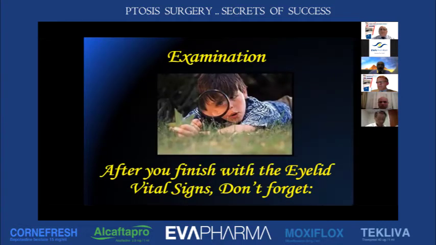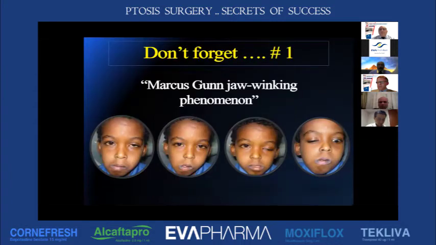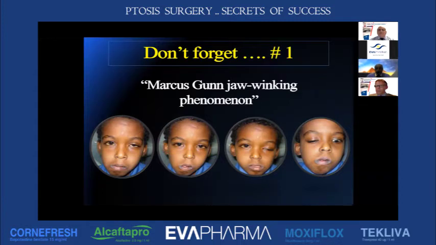At the end of your examination, for God's sake, never forget the following. The first is to ask the patient to chew or to move the mouth sideways or anteriorly to rule out Marcus Gunn jaw-winking phenomena, because the surgical intervention here is completely different from simple congenital ptosis.